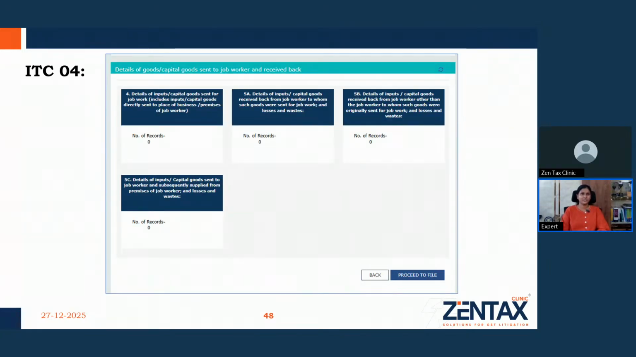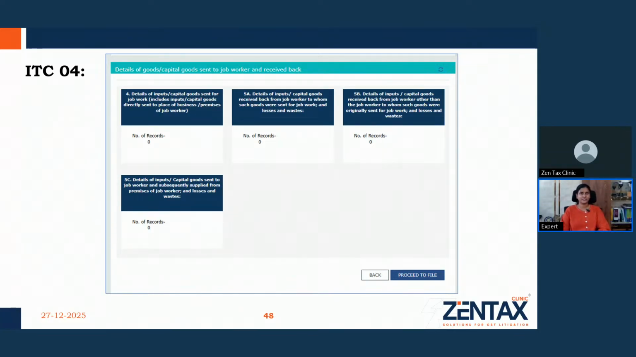Once we have entered, this will be the form ITC04. Here we have various tables. In table 4, we have details of inputs or capital goods sent for job work. This includes inputs, capital goods directly sent to place of business of job worker. In table 4, we will give details of goods which are sent to the place of business of job worker.